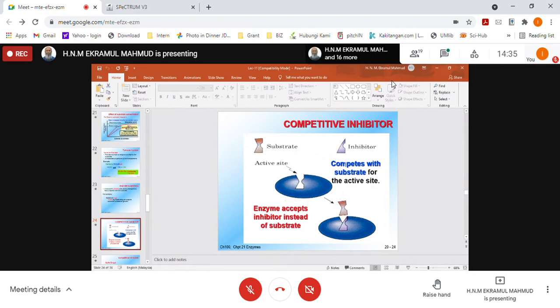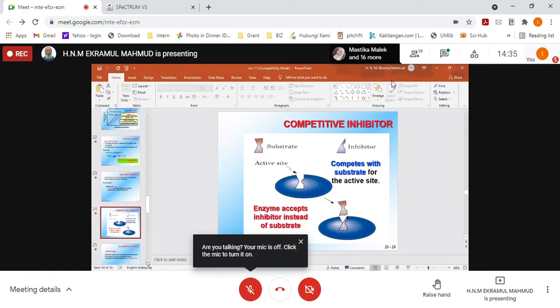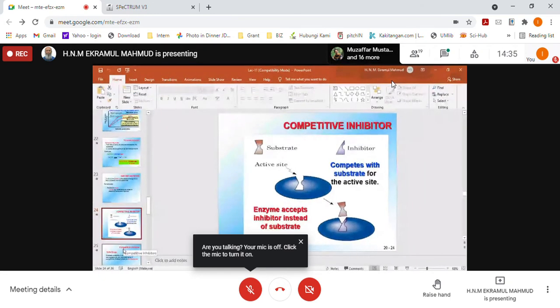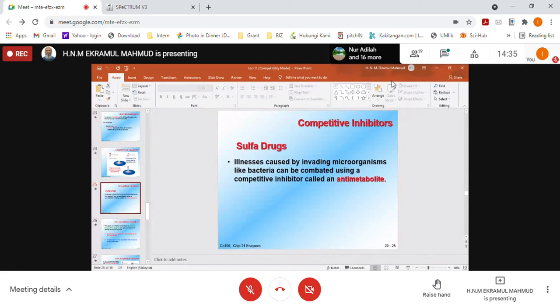So the inhibitor competes with the substrate for the active sites. There will be a competition between the substrate and the inhibitor. If the inhibitor wins, the substrate will not get the opportunity to fit in this lock and key mechanism and work. So thereby it will die down. It will be killed. So this is the mechanism of how drugs work. With sulfa drugs, illnesses caused by invading microorganisms like bacteria can be combated using a competitive inhibitor called an antimetabolite.